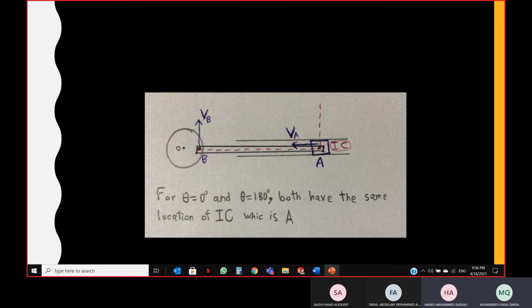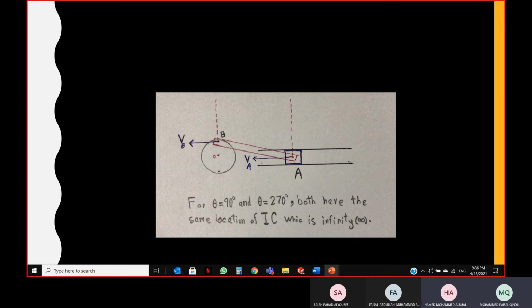The second case is when the angle is 90 or 270. When we draw perpendicular lines to VB and VA, these lines are parallel, so they will not intersect. So IC equals 0, which means the angular velocity equals 0. So VB and VA have the same magnitude and the same direction. Thank you for listening. I will leave you now with my colleague Saleh.